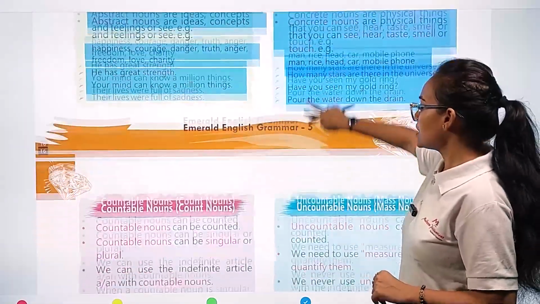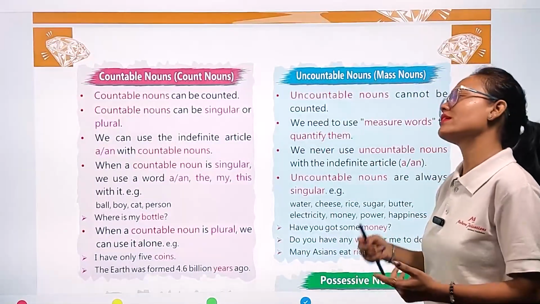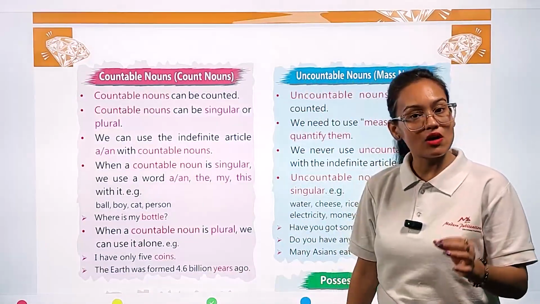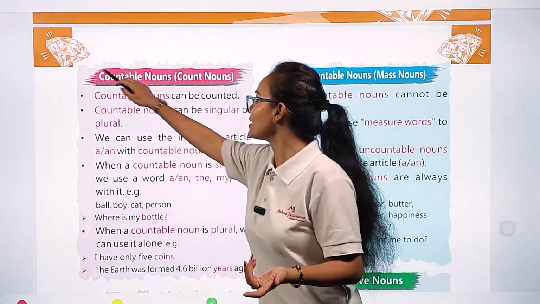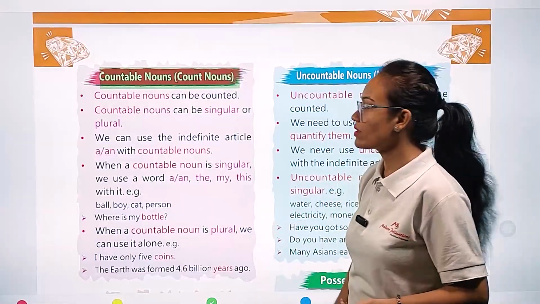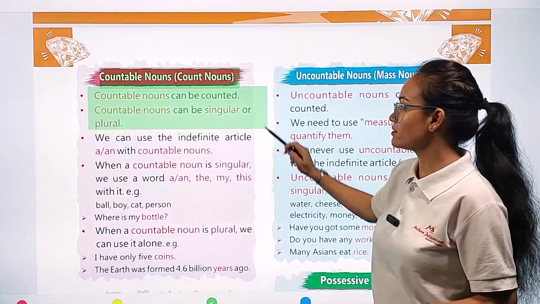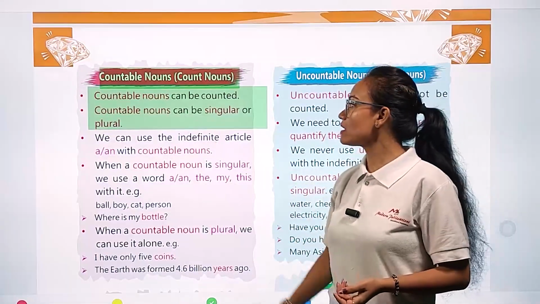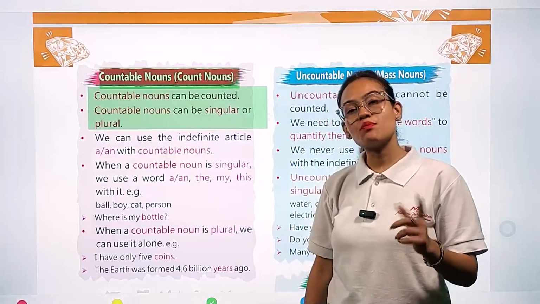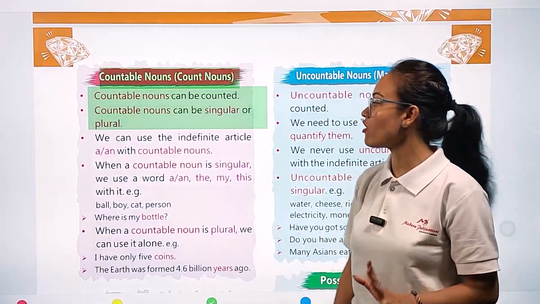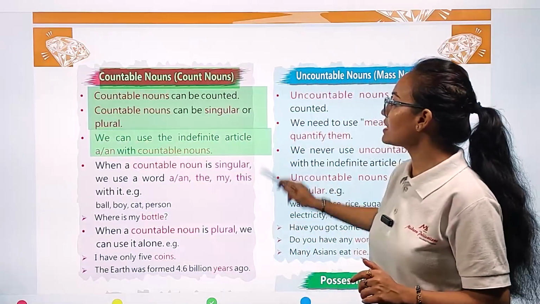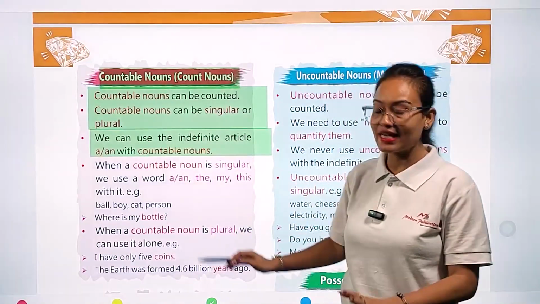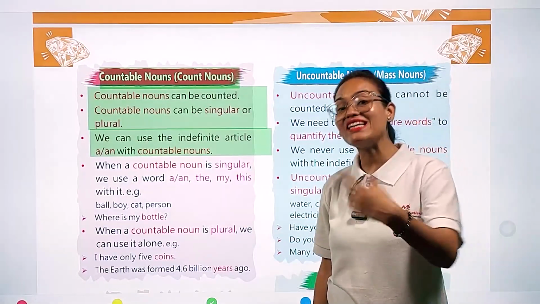Now the next type of noun is countable nouns. As the name already suggests, what is the meaning of countable noun? The noun which we can count. That's why another name of countable noun is count noun. Countable nouns are those group of nouns which we can count. Countable nouns can be singular and plural. They can be present in their singular form as well as their plural form. We can use the indefinite article a, an with countable noun. Here, my dear student, in the case of countable noun, we are going to use indefinite article.